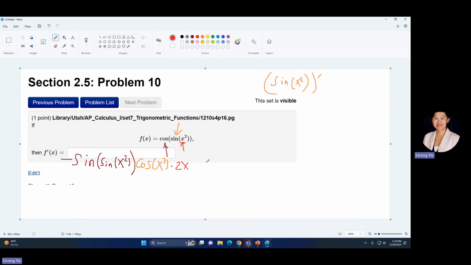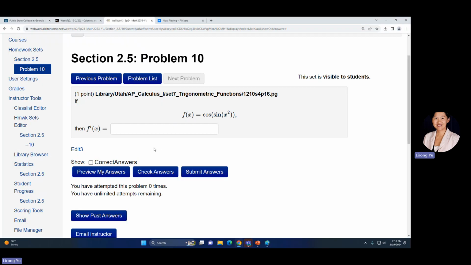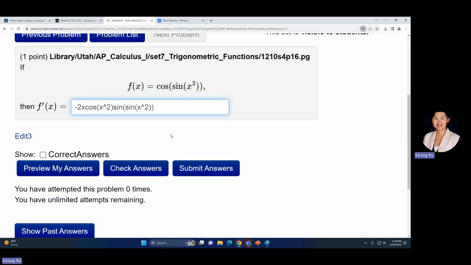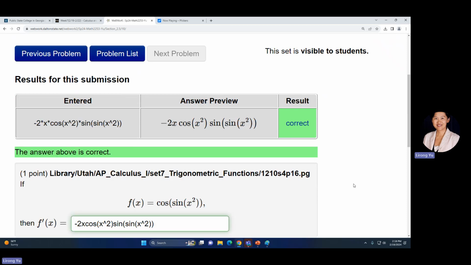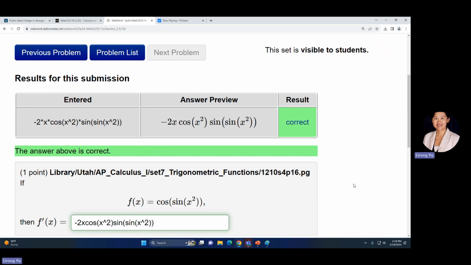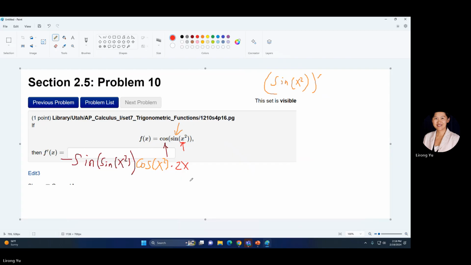So that's the derivative. Most of the time we actually tend to move the x or 2x to the front, just so it's easier to write. So negative 2x, and then we have cosine of x squared, and then we have sine of sine. Again with multiplication, you can always rearrange them. I have a 2x over here, but actually move it to the front, just so it looks a little bit easier.